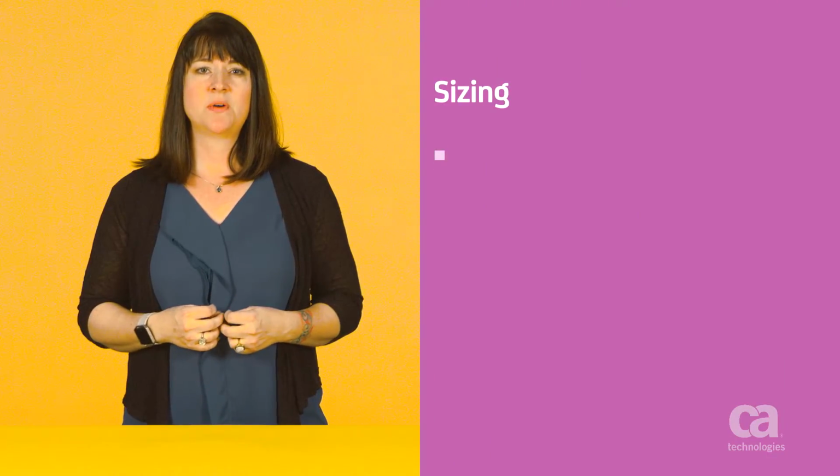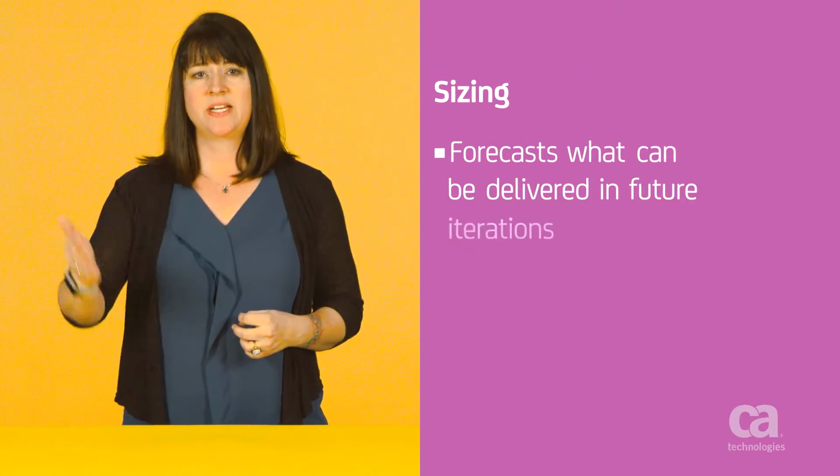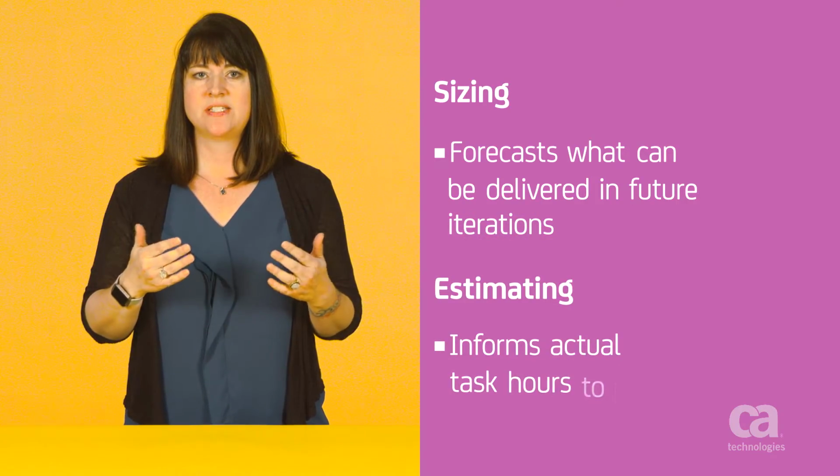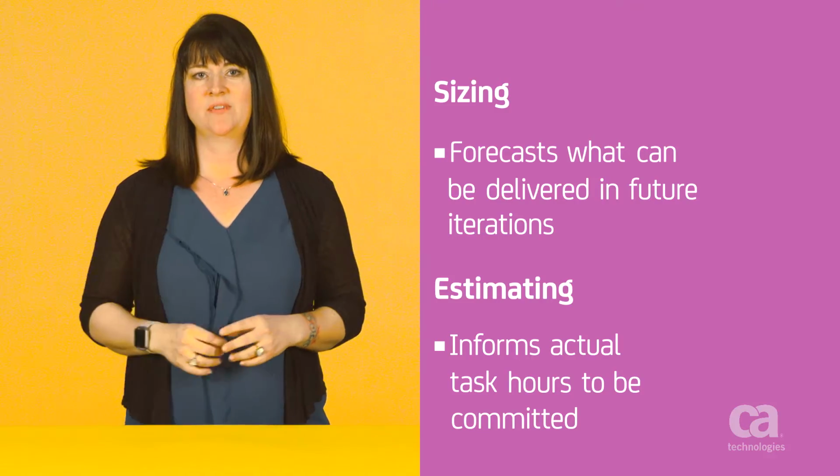So to sum it up, sizing helps us forecast what we can deliver over the next several iterations. Estimating informs the actual task hours the team can commit to in the next iteration. Each of these techniques help the team to continuously improve how they plan and forecast their commitments into the future.